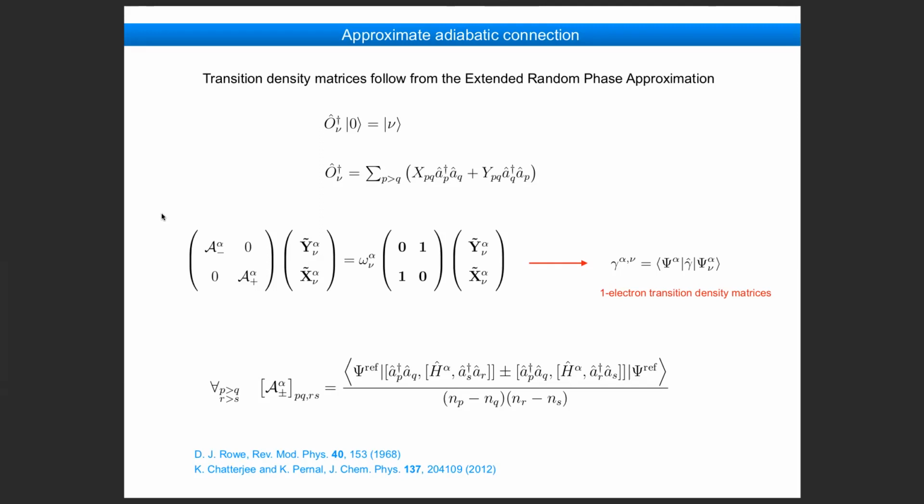And then you can use the Rowe's equation of motion. Of course, it's been known to write equations that give you excitation energies. These are these gammas, but also transition density matrices. This is what we need in our expressions of the first energy. So the transition density matrices or response will be described or approximated by RPA.